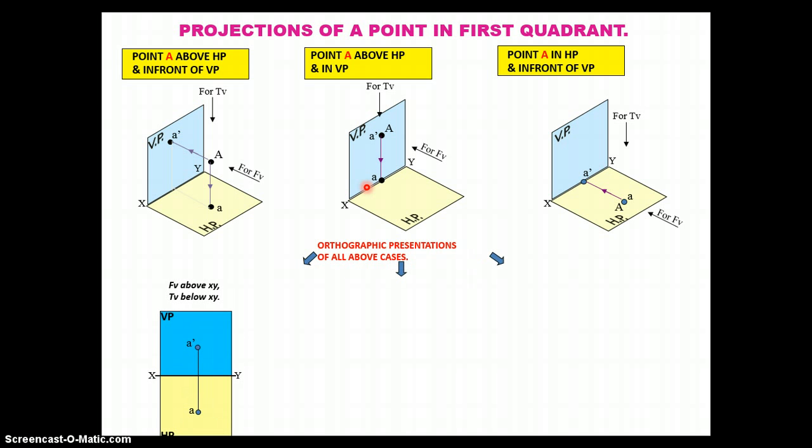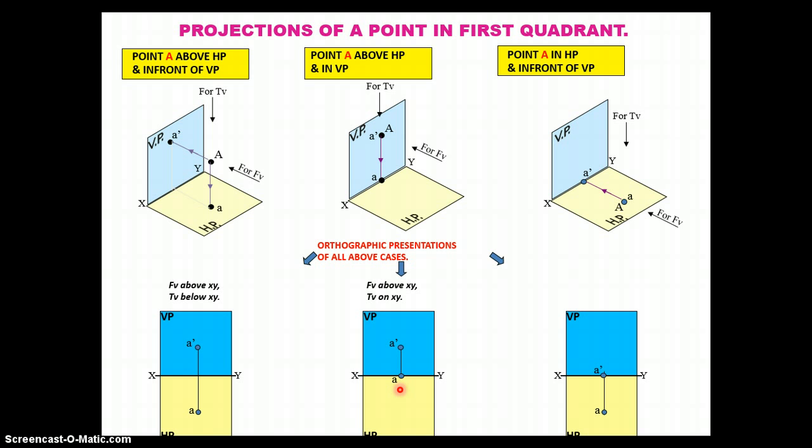So this is a 2D view. The first view shows the point which is located in front of VP and above the HP. So A dash is the projection of point A in the front view, and A is the projection of point A in the top view. Then for the second case, the location of point A is above the HP and in the VP. A dash is the projection of point A in the front view, and this is the projection of point A in the top view.